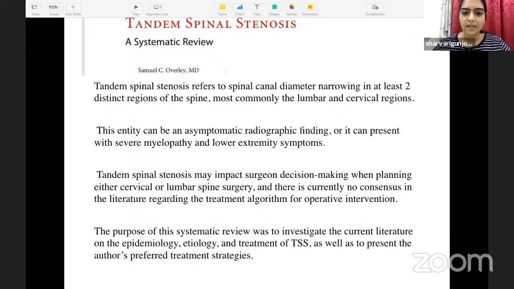So this entity can be an asymptomatic radiological finding, or it can present with severe myelopathy or lower extremity symptoms. Tandem spinal stenosis may impact surgeon decision making when planning either lumbar or cervical spine surgery, and there is currently no consensus in the literature regarding the treatment algorithm. So the purpose was to investigate the current literature on epidemiology, etiology, and treatment of tandem spinal stenosis, as well as to present the authors' treatment strategies.